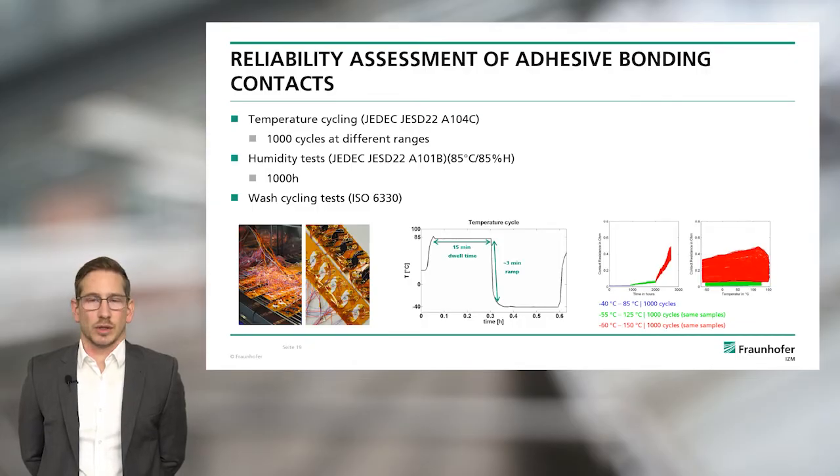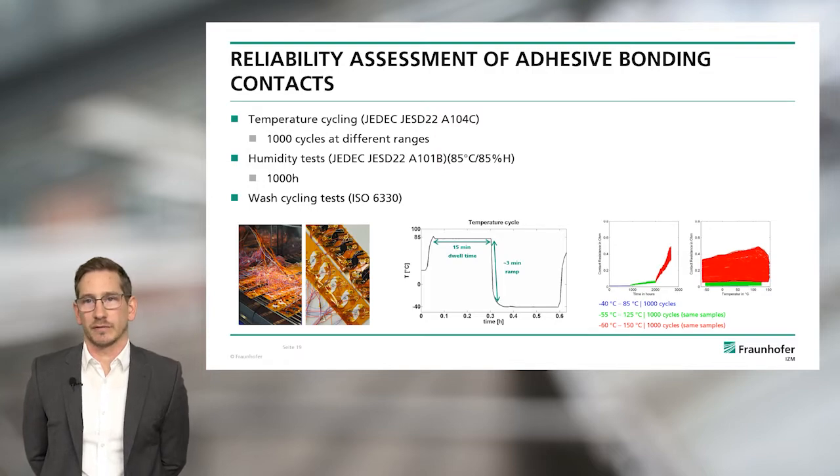But to be honest, this temperature range is out of the scope of most applications for electronic textiles. What we also did is a humidity test. We put the samples in a chamber at 85 degrees C and 85% relative humidity for 1000 hours, and we measured the contact resistance again subsequently.